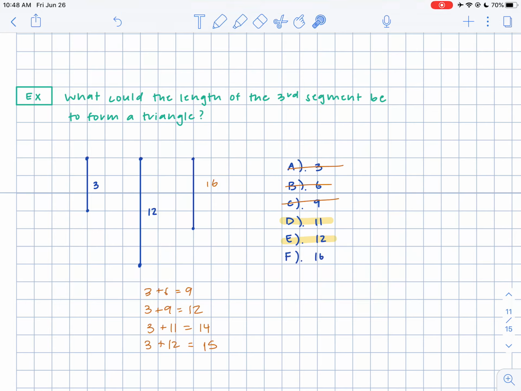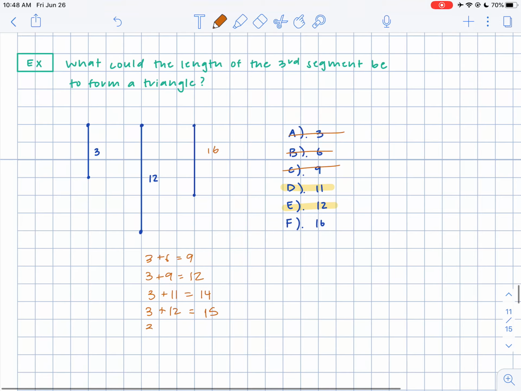And now try 16. So now it's not these 2 that are the shorter sides anymore, it's these 2. That's why you have to sort of apply it and check before assuming. 3 plus 12 gives 15, but it is not longer than the new longest side. I know this isn't to scale, but just pretend. So since 15 is not greater, this answer choice would not work. So only D and E could be possible measures of the third segment.